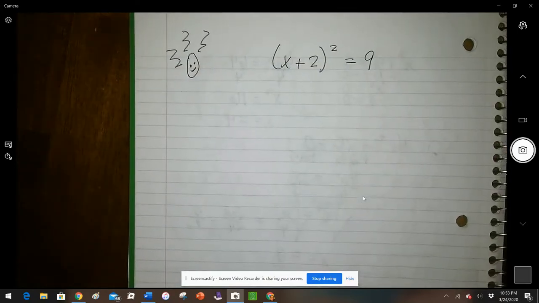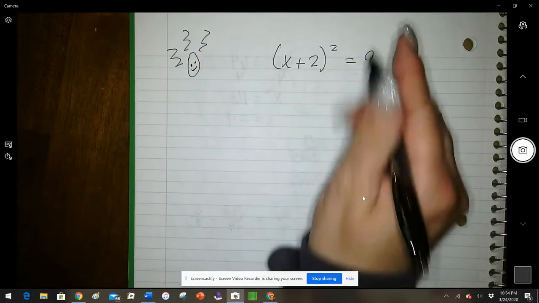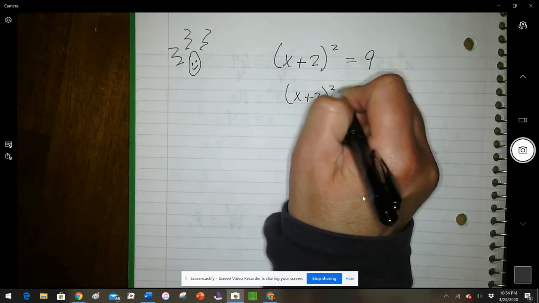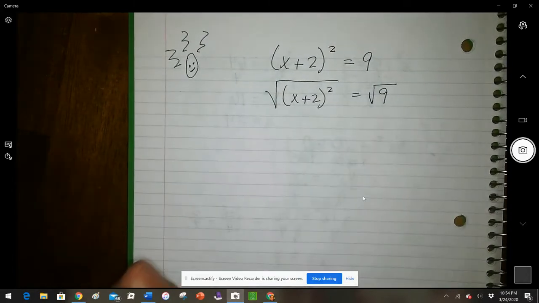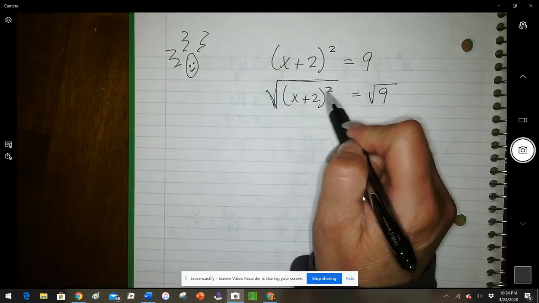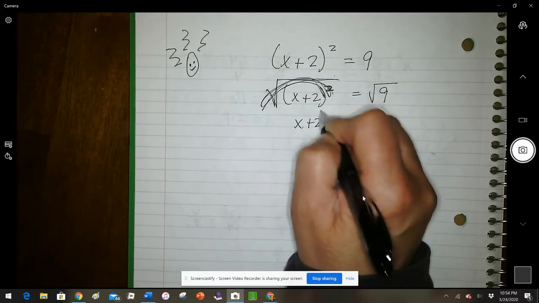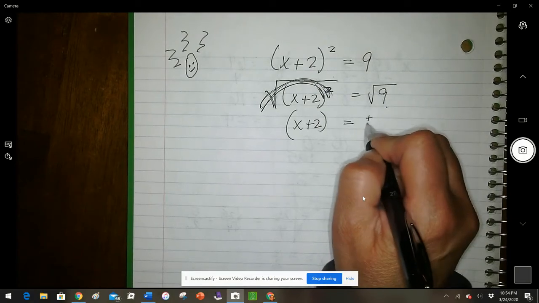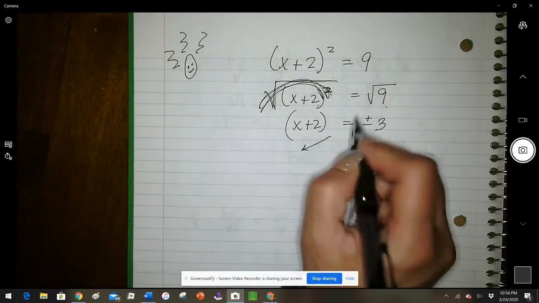Check this one out. Notice how the whole parenthesis is being squared. So when we go to do this one, we're going to square root that whole parenthesis, and then I'm going to square root the 9. So this square root and this square right here are going to cancel each other out, and you're left with x plus 2. The square root of 9 is positive and negative 3. So I have two answers.